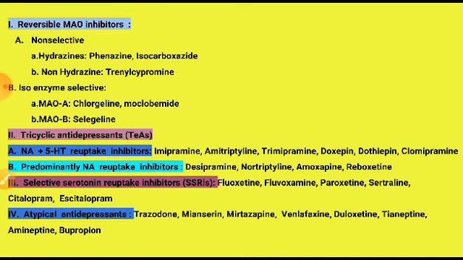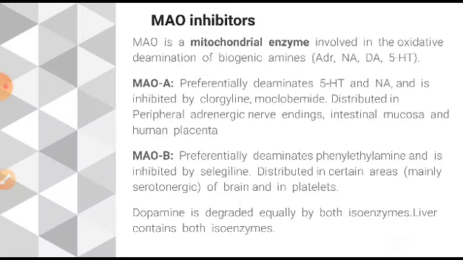The next category is again a very important category, selective serotonin reuptake inhibitors, SSRIs. Under this, you have fluoxetine, fluvoxamine, paroxetine, sertraline, citalopram, escitalopram. These are very much used drugs. The last category here is atypical antidepressants, again a newer class of drugs: trazodone, mianserin, mirtazapine, venlafaxine, duloxetine, tianeptine, amineptine, and bupropion. So these are the drugs used as antidepressants.